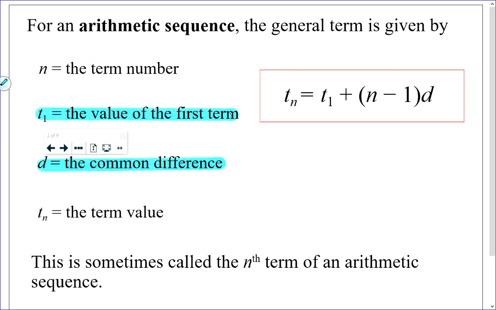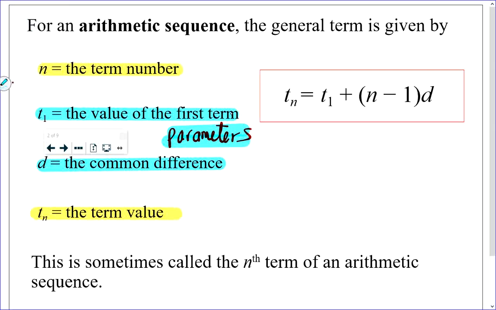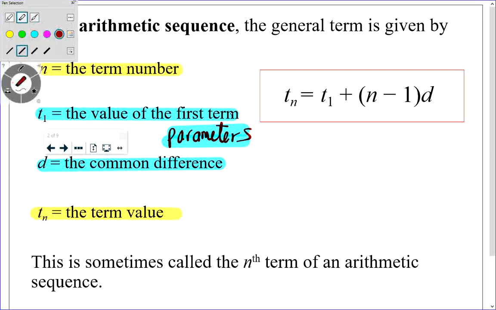These two things are different in principle than these two things. The difference is these are parameters. So for a given arithmetic sequence, it doesn't matter what term you're talking about in this formula, T1 and D have certain values, whether you're talking about calculating the 8th or the 9th term. Whereas the things I've highlighted in yellow are variables.